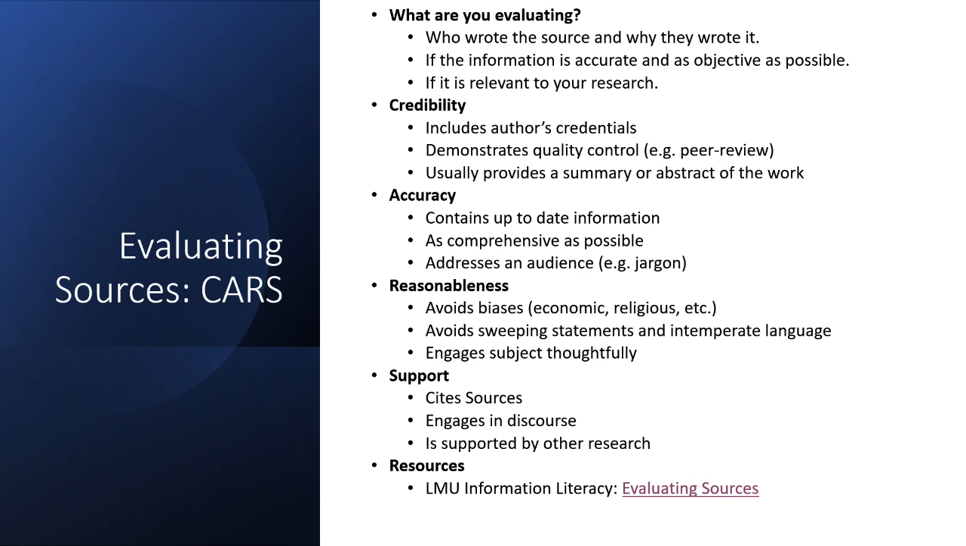Indicators of an accurate source include up-to-date information, an effort to be as comprehensive as possible, and the presence of an audience. This is usually demonstrated through the use of jargon or technical language. A reasonable source avoids biases such as economic and religious biases, avoids sweeping statements and intemperate language, and engages the subject thoughtfully.